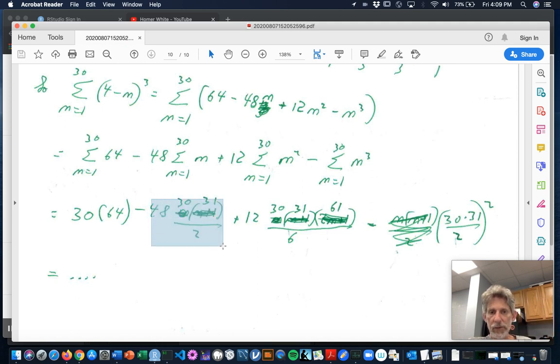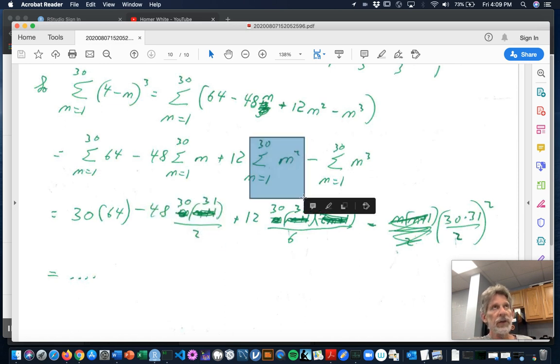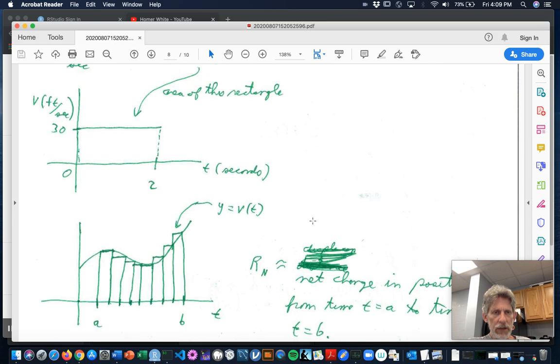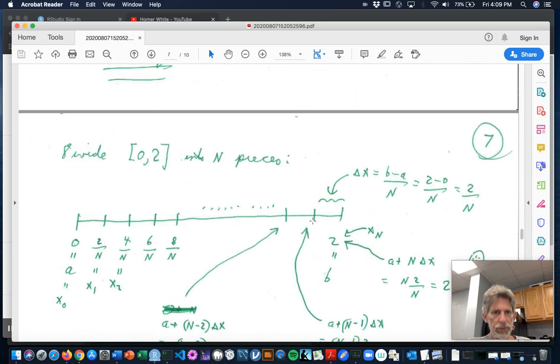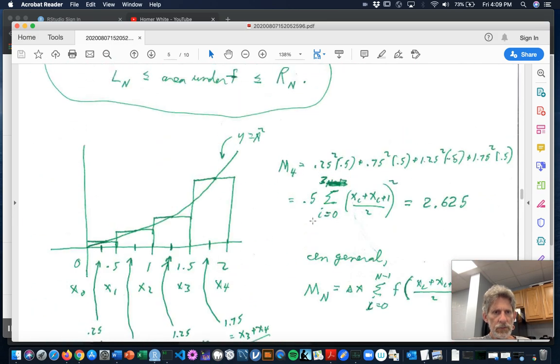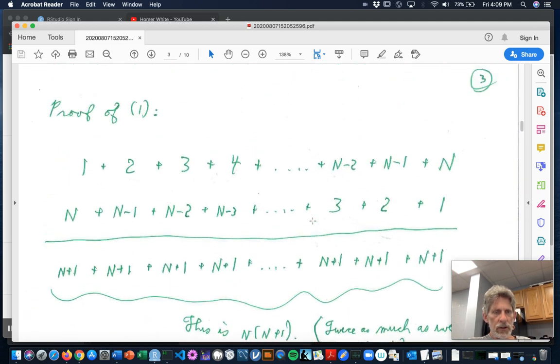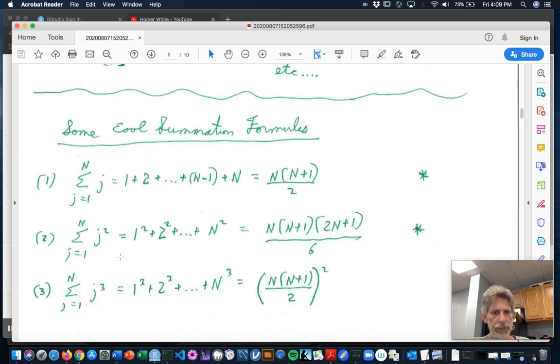This bit is m times m plus 1 over 2, times the 48. This bit was m times m plus 1 times 2m plus 1 over 6, times 12. Let's check. Is that what it was? Let's just go up and find our formulas. They're in the book too, by the way. Yep, that's what it was.